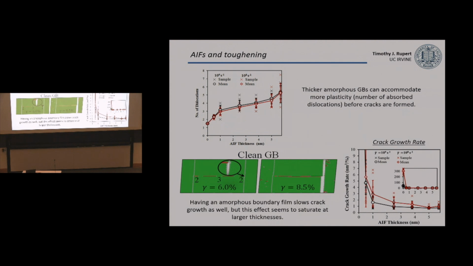We also see it can track how this affects the propagation of that crack in the early stages of its growth. If I want to look at when that crack first forms and how fast it grows, I can plot the crack growth rate as a function of this amorphous intergranular film thickness. And again, it turns out that our crack growth rate is very high to begin with. I had to actually create an inset to show what it did at the low strain rates. But this rate drops down dramatically as I start to add this disordered boundary film, although it saturates at some point. It doesn't keep going down forever.